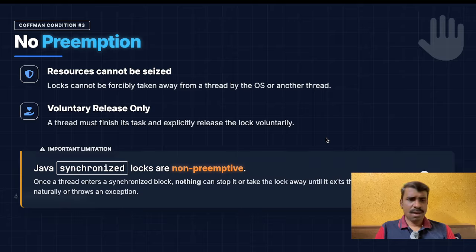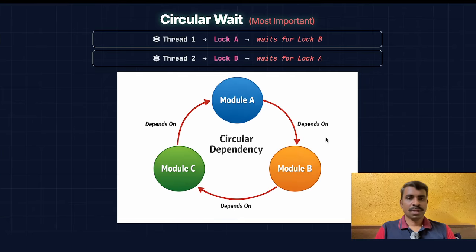So this is clearly saying locks cannot be forcibly taken away from a thread by the OS or another thread. A thread must finish its task and explicitly release the lock voluntarily. This is the third condition for a deadlock.